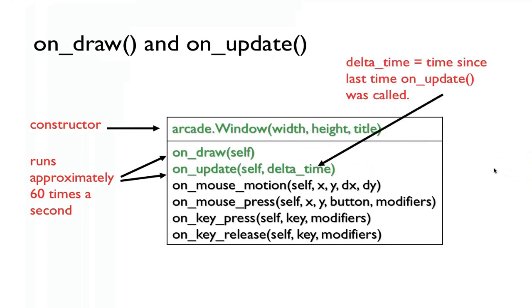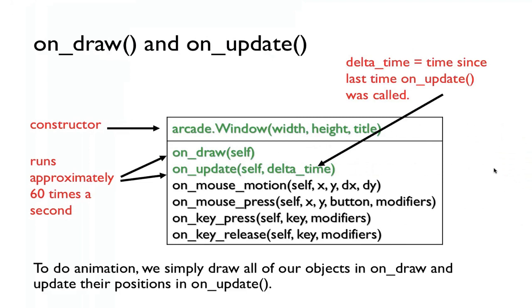Notice on the method onUpdate, there's a delta time input, and delta time represents the time since the last time that onUpdate was called. And so we can use this to create animation. The way we do this is simply have all of our objects be drawn in onDraw, and then in onUpdate we can update the position, for example, to create the illusion of animation.